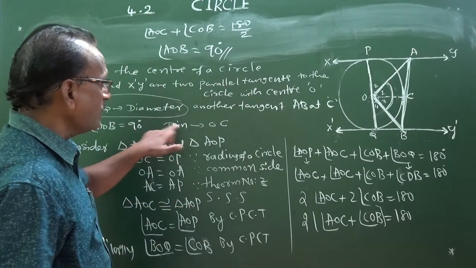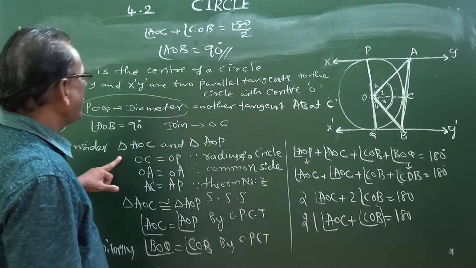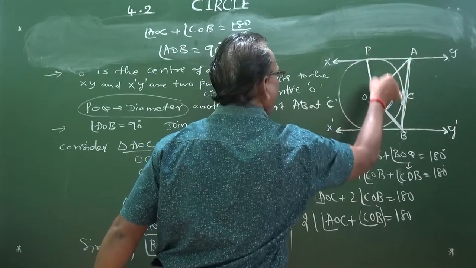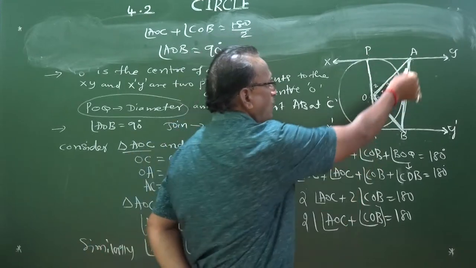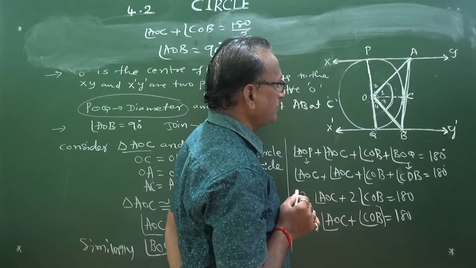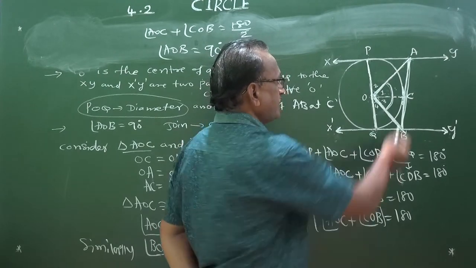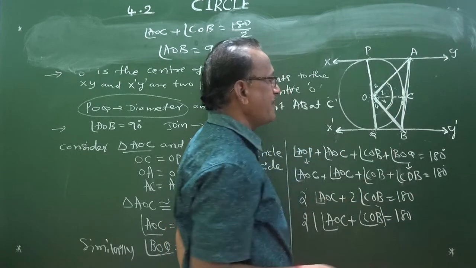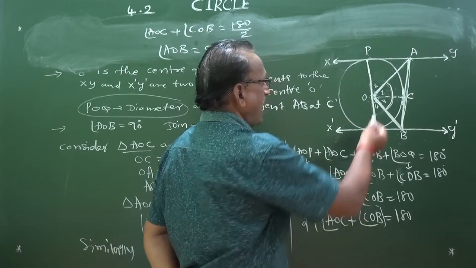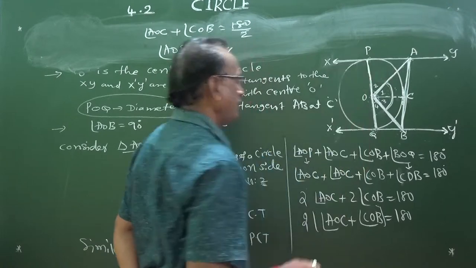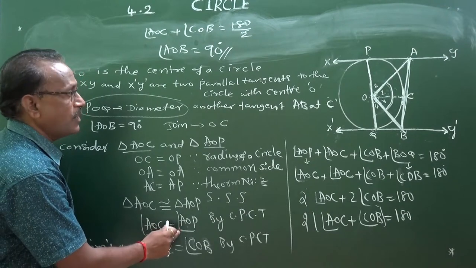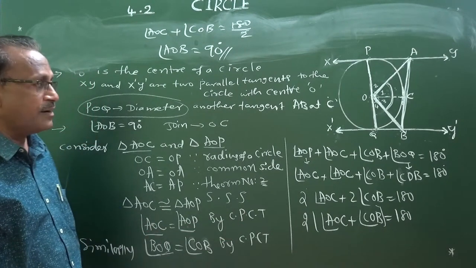That's why join OC. Then consider the two triangles AOC and AOP. See, OA is common side for both the triangles. OC is equal to OP, radius of the circle. Two sides are over. One more side, AP is equal to AC, because external point drawn tangents are equal. Then angle AOC is equal to AOP by corresponding parts of congruent triangles.